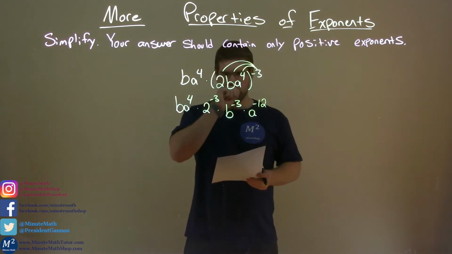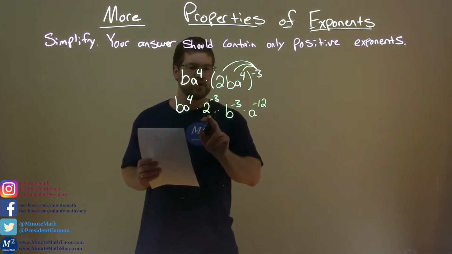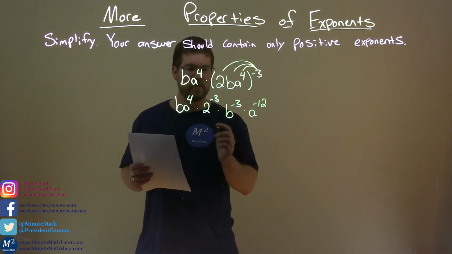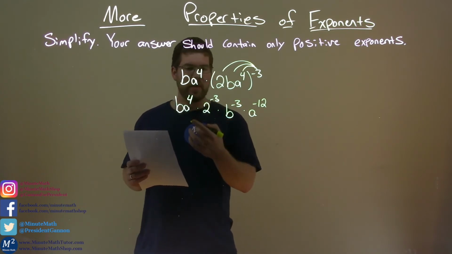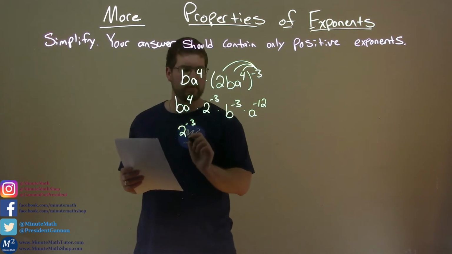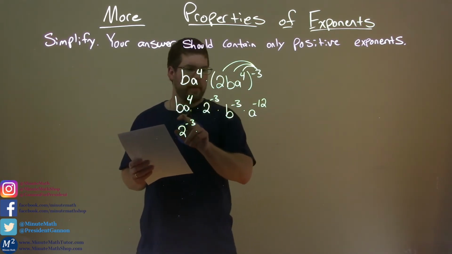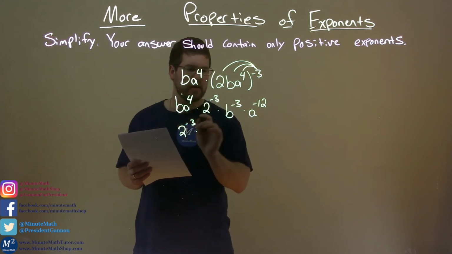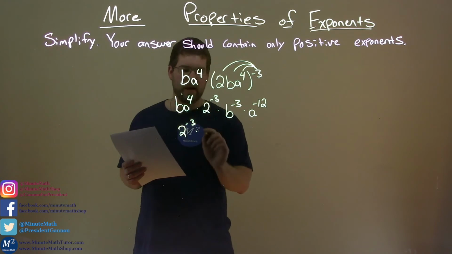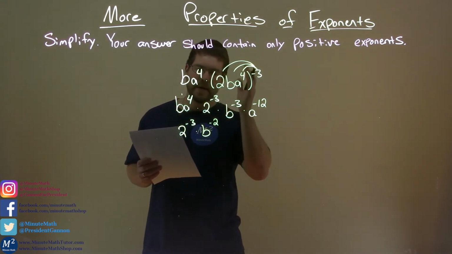Okay? So now we want to combine our like terms. Well, 2 to the negative 3rd power is by itself, so let's put it up front here. 2 to the negative 3rd power. Let's write that first. And then let's go with the b's. We have b to the 1st power, right? And b to the negative 3rd power. Multiply them together, we add the exponents, we have b to the negative 2 power. 1 minus 3, negative 2.